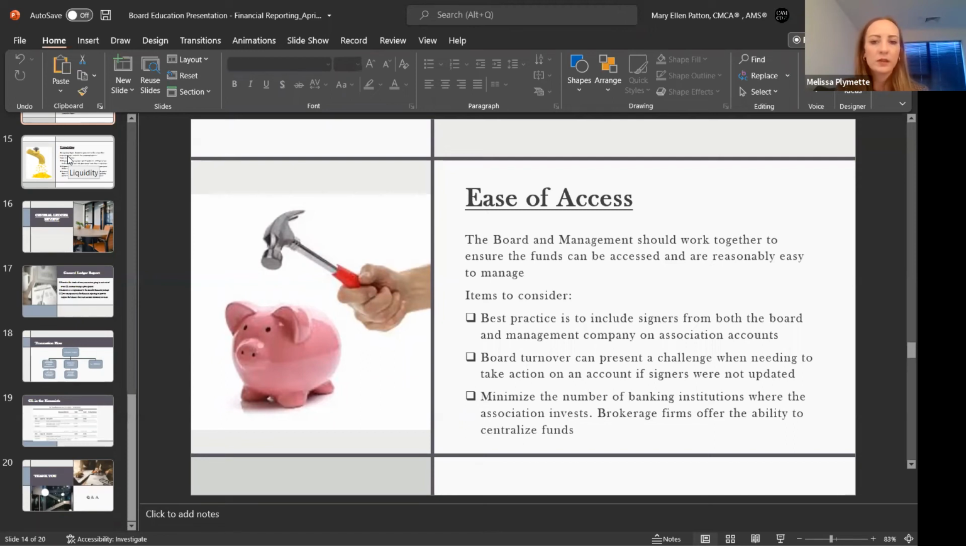And then brokerages also give associations access to the entire market for investment options, as opposed to, if you're just investing with a single bank, you only have access to their rates and their specific investment tools. Next slide.